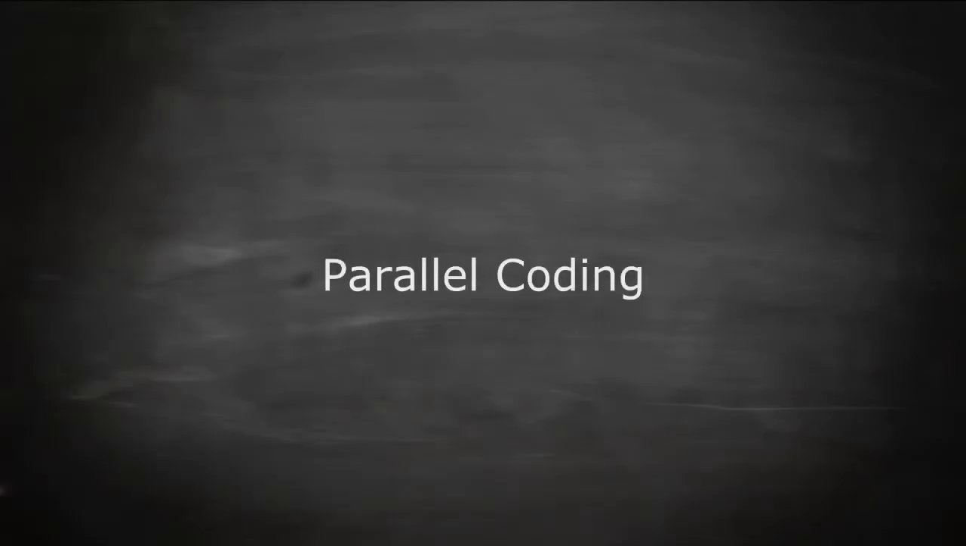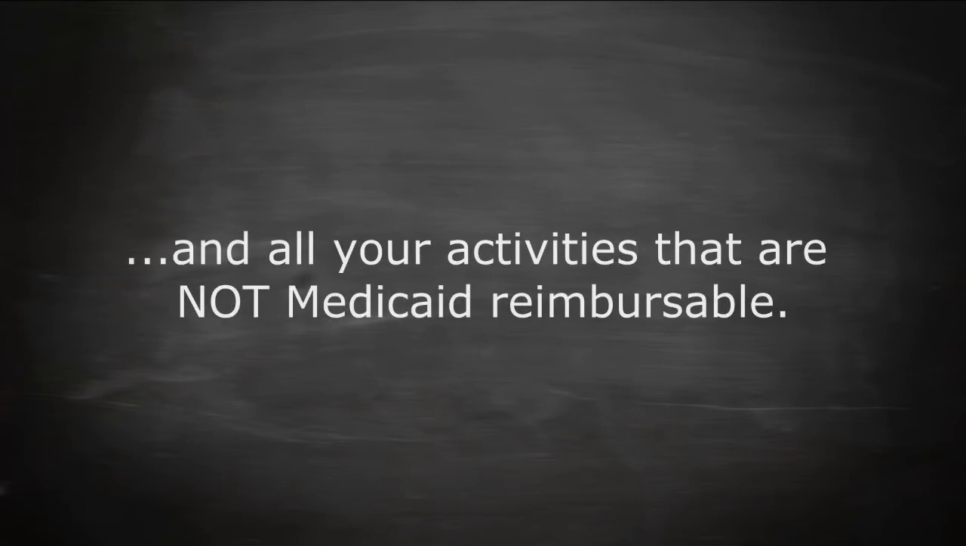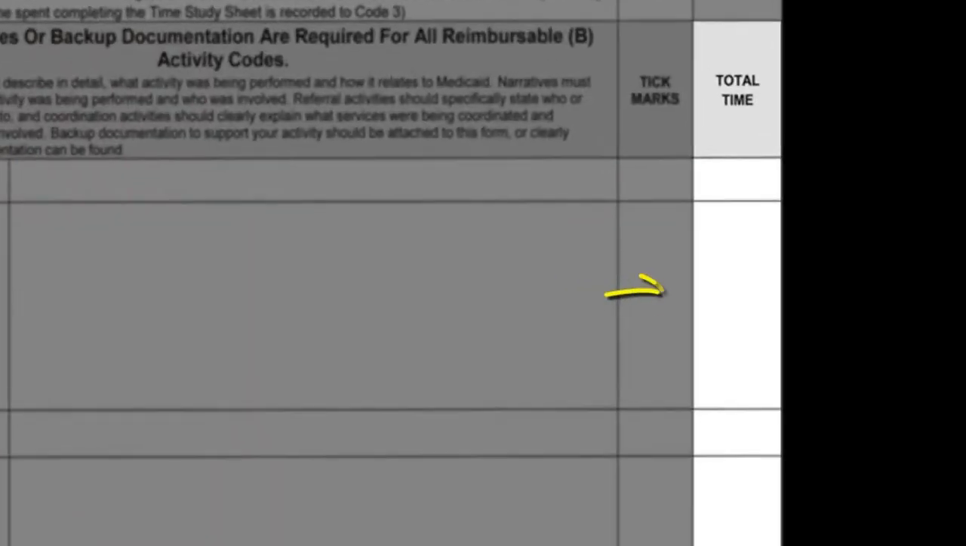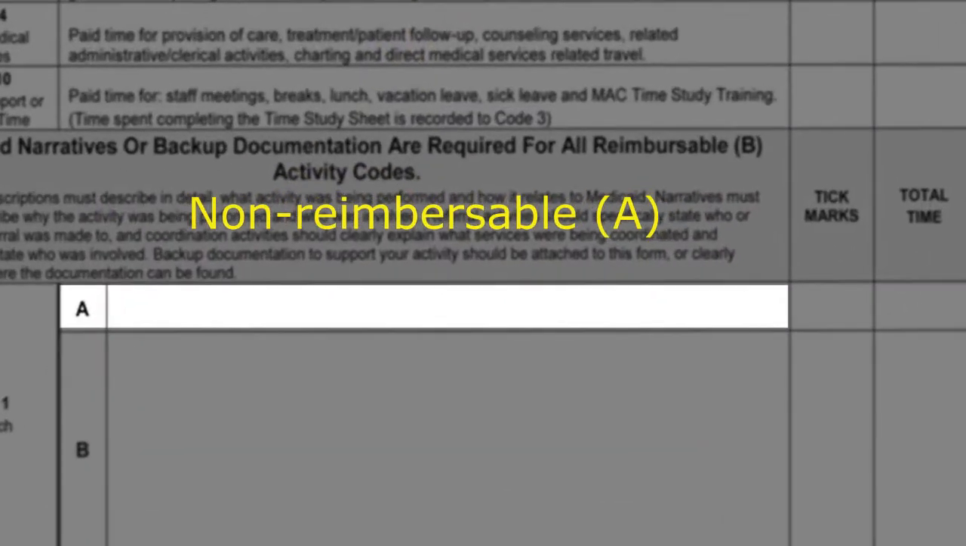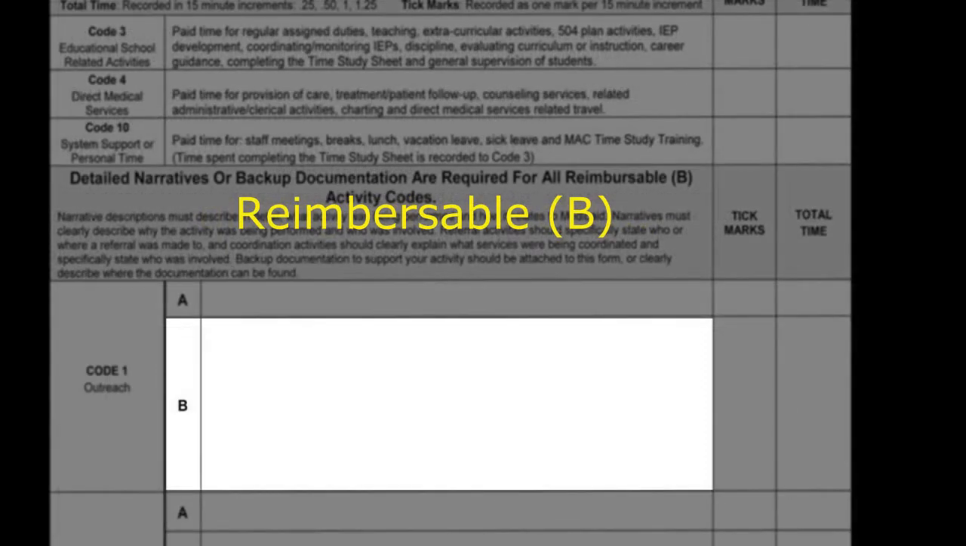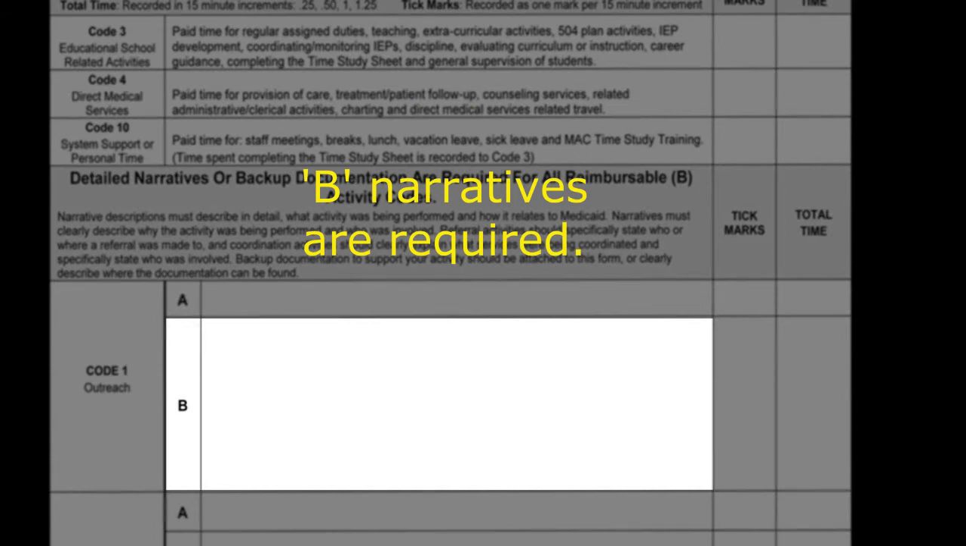To reiterate the parallel coding required by the Healthcare Authority, time study activity codes must capture all activities performed by you and distinguish Medicaid or medically related activities from similar activities that are not Medicaid reimbursable. The use of parallel activity codes ensures the time study captures 100% of the time spent on activities and allocates it to the appropriate code. This means time study participants must record time for non-reimbursable activities in the appropriate A activity code, as well as time for reimbursable activities in the appropriate B activity code. Narratives for A activities are optional, while detailed narratives for B activities is a requirement.